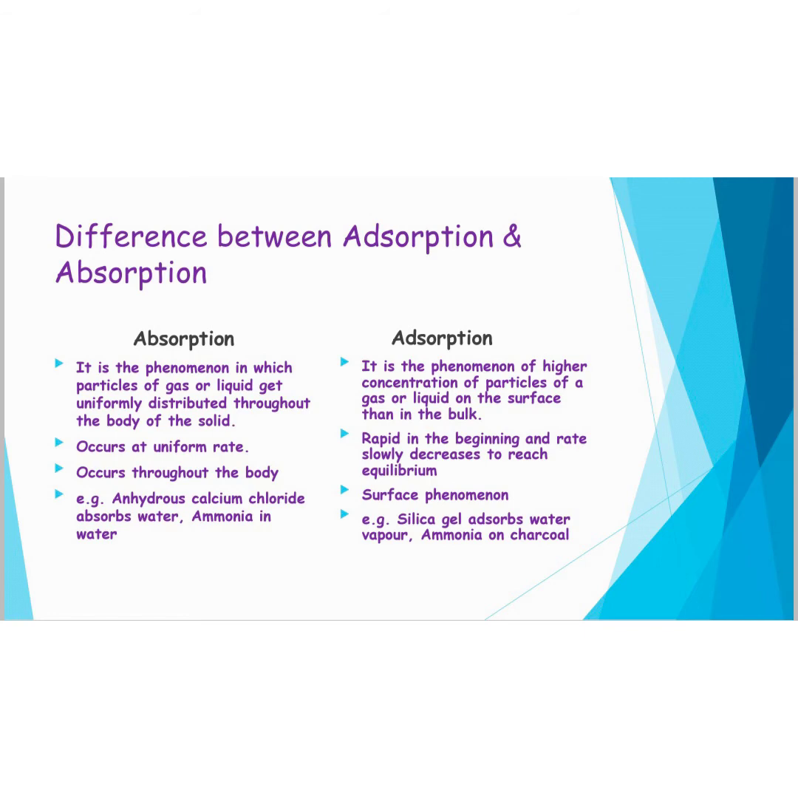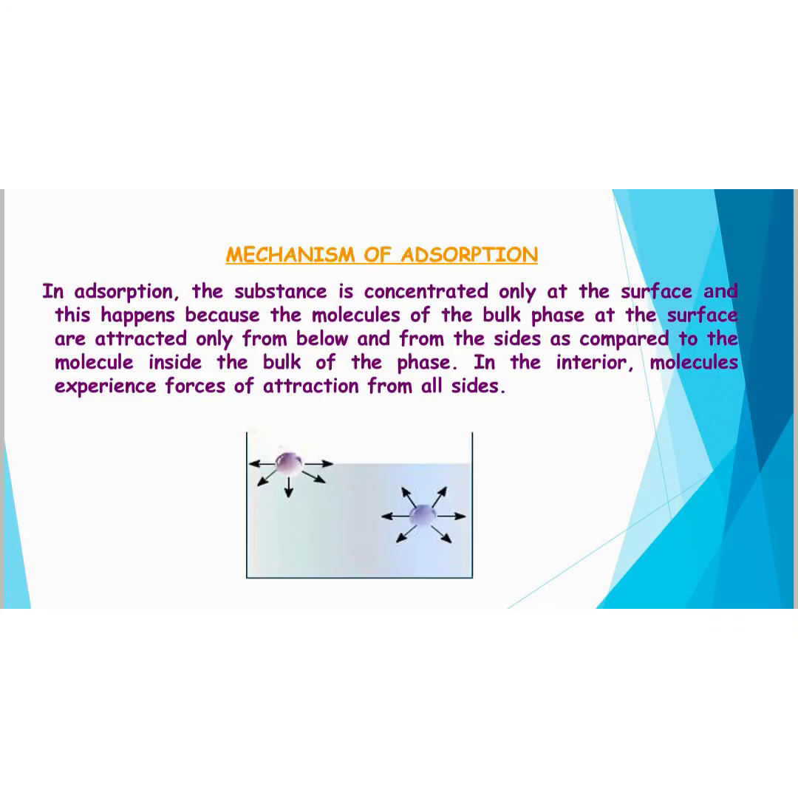For example, water vapors are absorbed by anhydrous calcium chloride but adsorbed by silica gel. In adsorption, the particles of the adsorbent which are present on the surface are not in the same environment as the particles present inside the bulk. Inside the adsorbent, all the forces acting between the particles are mutually balanced. That means they feel attraction from all sides.